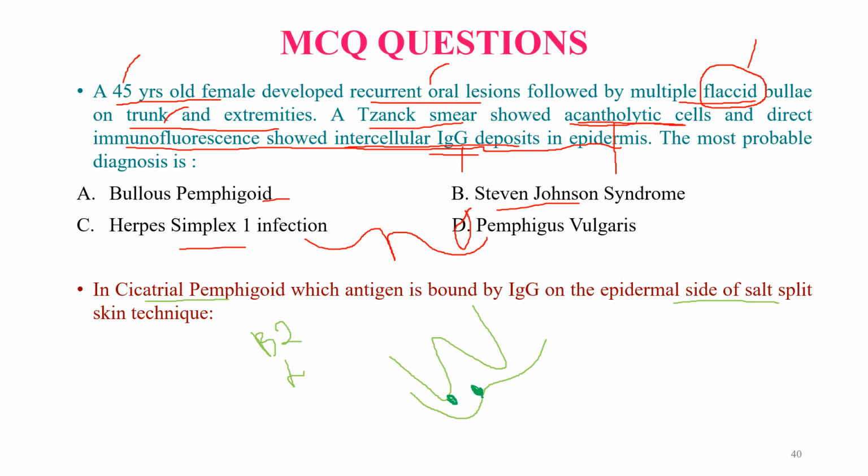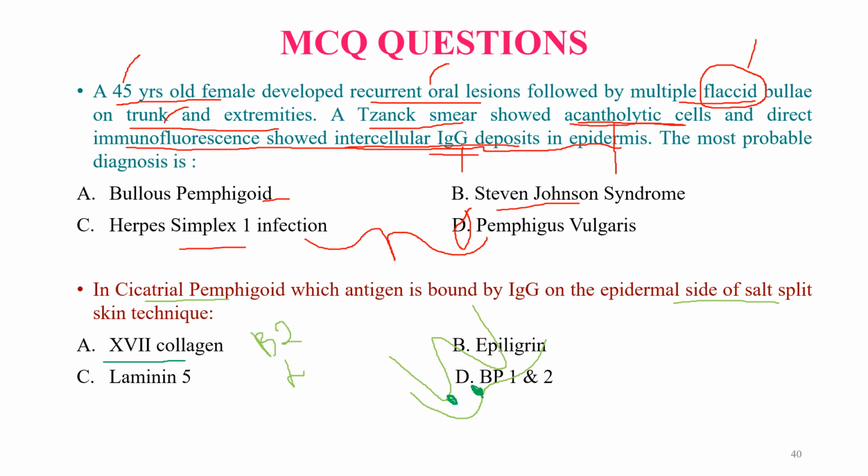So now let us read the question again. In cicatricial pemphigoid, which antigen is bound by IgG antibody on the epidermal side of salt split technique? So in the epidermal side, what is the antigen? Bullous pemphigoid 2, which is also known as bullous pemphigoid antigen 180, which is also known as collagen 17. So the options, first option is collagen 17. As I told, it is also known as bullous pemphigoid 2 or bullous pemphigoid antigen 180.